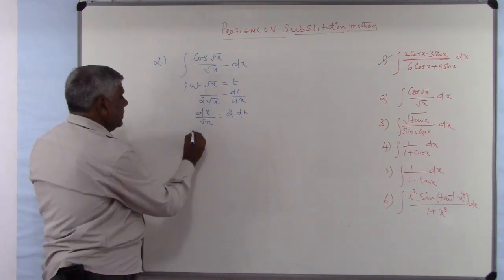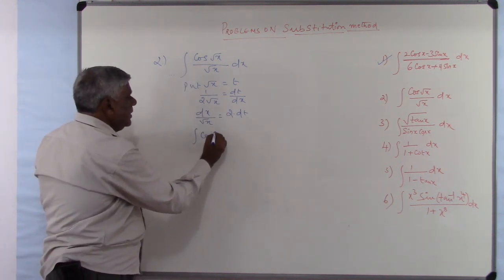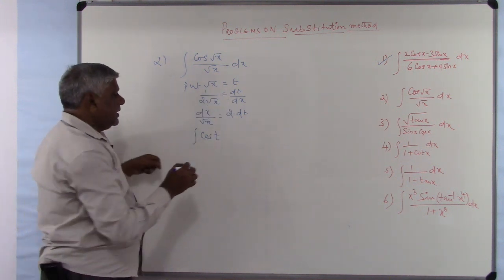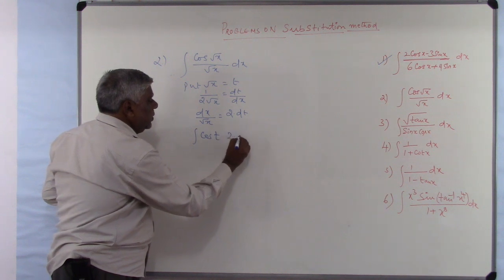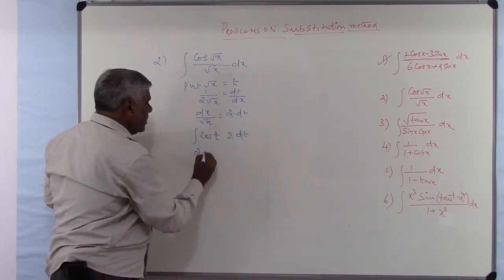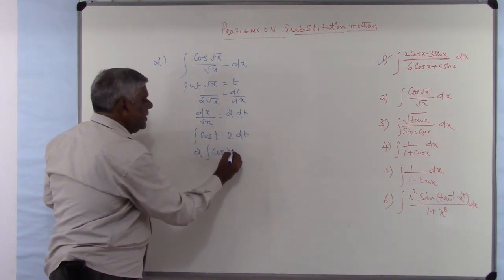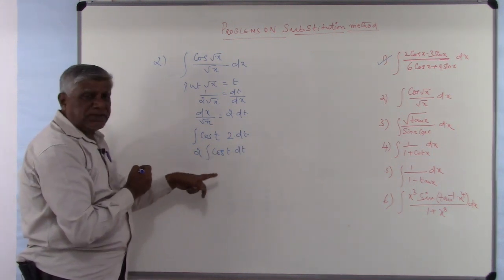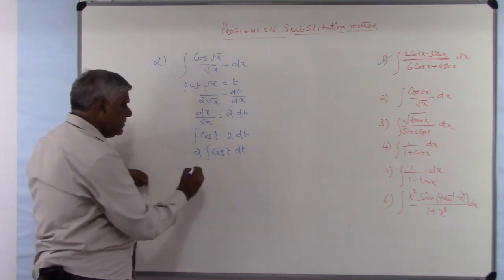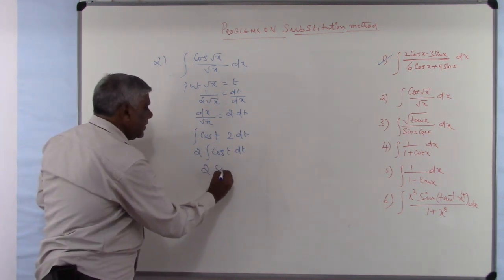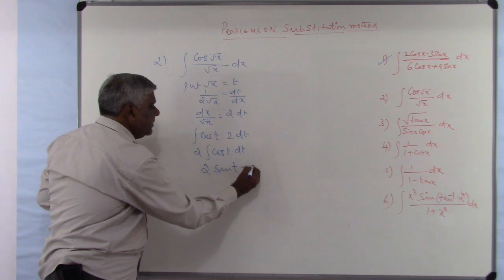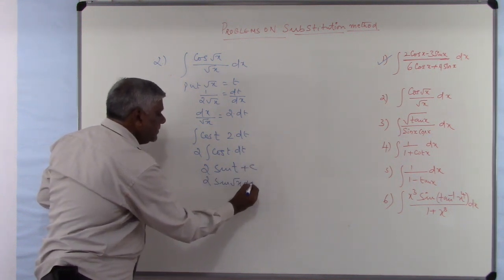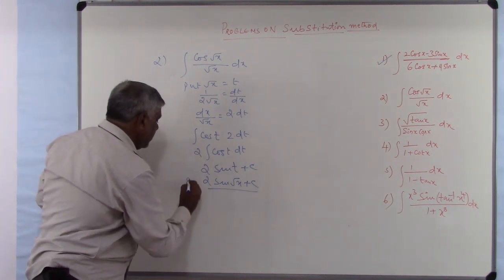Now I am going to substitute here cos t, root x is equal to what we have kept here, t. So cos t, 2 into dt, or you take 2 out common, cos t dt. What is integration of cos x with respect to dx? It is sin x. So 2 sin t plus c, or 2 sin root x plus c. This is the answer for this problem.